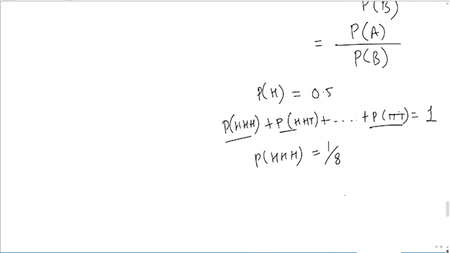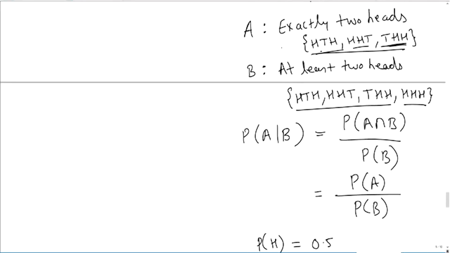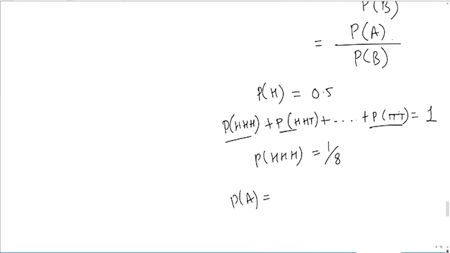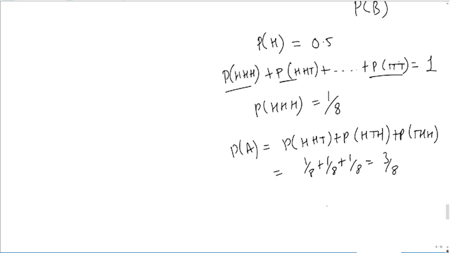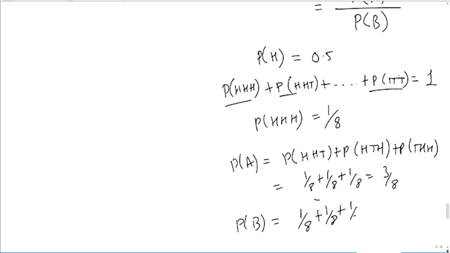Now you can easily calculate the probability of A and the probability of B. What would be the probability of A? So the probability of A will be the probability of HTH plus the probability of HHT plus the probability of THH, right? So that would be 1 by 8 plus 1 by 8 plus 1 by 8. This would be 3 by 8. Similarly, the probability of B will be 1 by 8 plus, because B has 4 elementary events, 1 by 8, 1 by 8 plus 1 by 8, it would be 4 by 8.